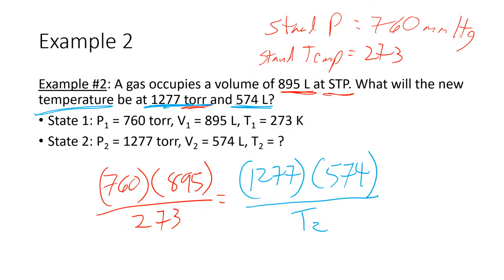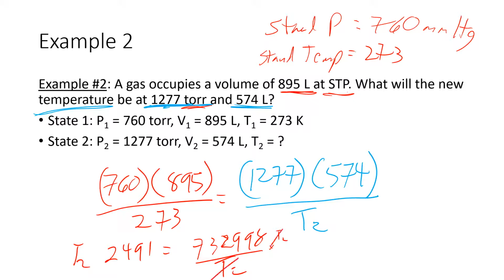So 760 times 895 divided by 273 is 2,491. So this is, let's keep it in the color, 2,491 is equal to 1277 times 574, which is 732,998, divided by T2. So what you need to do is multiply both sides by T2 and then divide 732,998 by 2491.